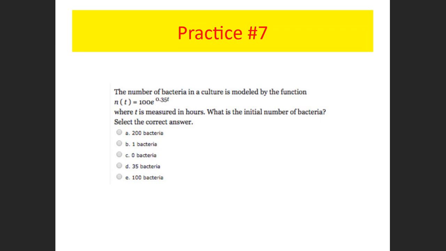In this problem, it says the number of bacteria in the culture is modeled by the function 100e to the 0.35t, where t is measured in hours. What is the initial number of bacteria? Fairly easy. That's my initial. If they ask me, well, what's the rate of increase? 0.35. All right, but they didn't ask me that, so just letter E.